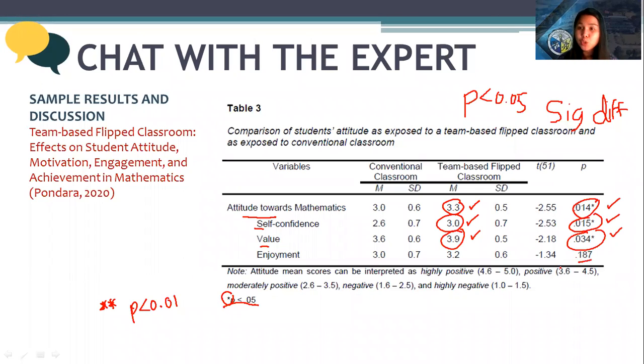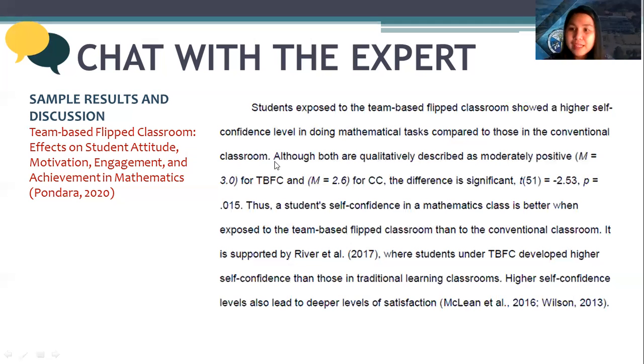But in terms of enjoyment, they are not different. It means they only have the same levels of enjoyment. So how should I say that? We say that team-based flipped classroom students have significantly higher levels of attitude towards math, higher levels of self-confidence, and higher levels of value compared to conventional classroom students. And here's how you will state that.